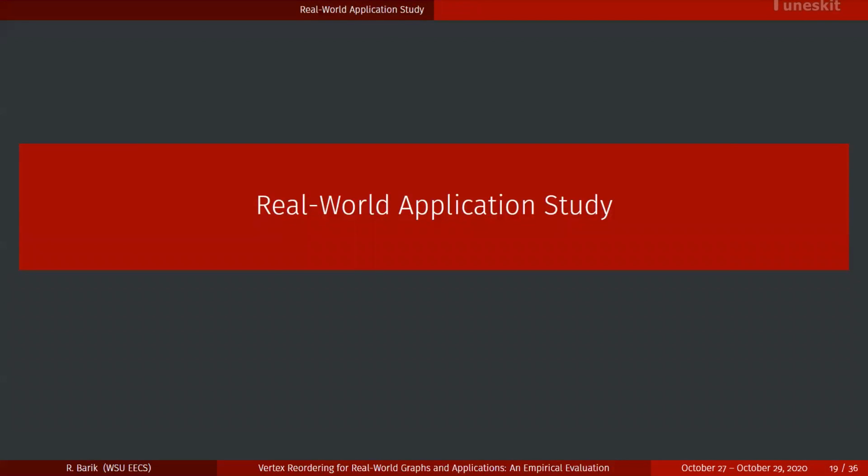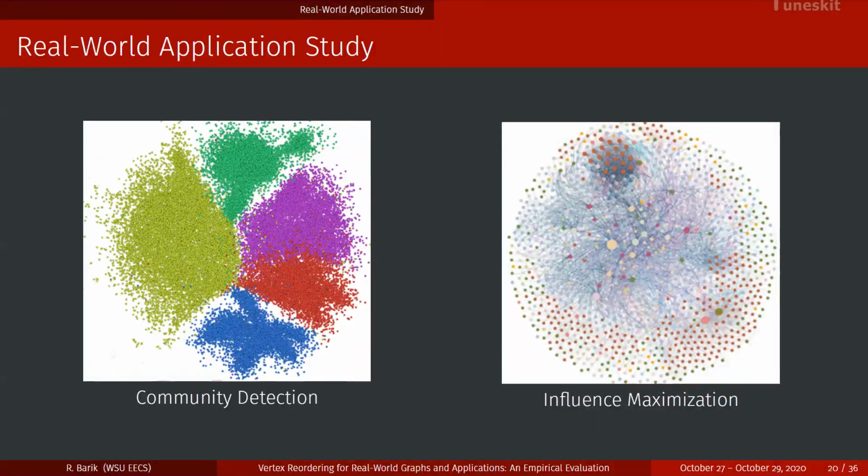Moving on to the real-world application study, the ones we look at are community detection and influence maximization. Our choice of end application is motivated by the fact that these represent far more advanced and complex graph operations that feature in several large scientific pipelines. Furthermore, they encapsulate two very different types of algorithms. Community detection, on one hand, represents the classic multi-level iterative graph algorithm, while influence maximization entails running numerous stochastic BFSs over the graphs to collect samples.